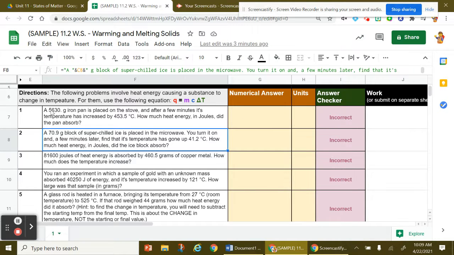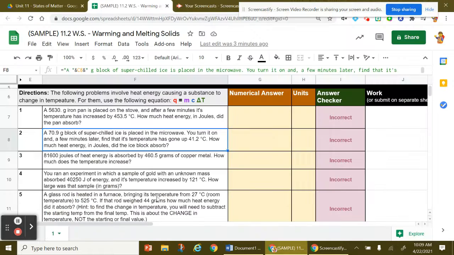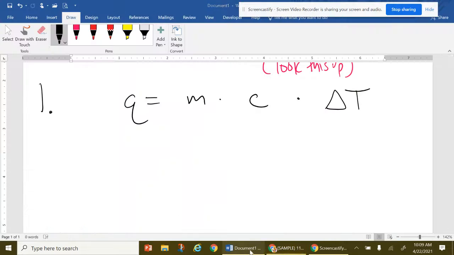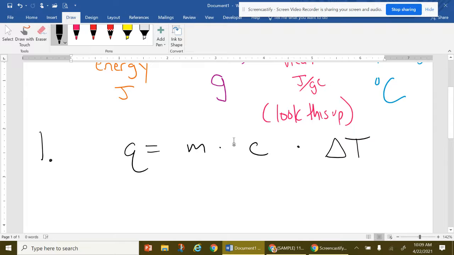So a 5,630 gram iron pan. So check that again. 5,630 grams. I'm going to have to plug that into the equation, and that is the mass, because the mass is what's measured in grams. So the mass is 5,630 grams, okay? Let's see what else they give us in this problem, okay?